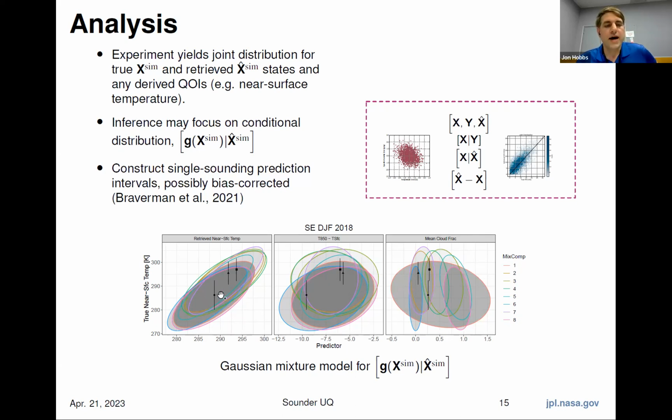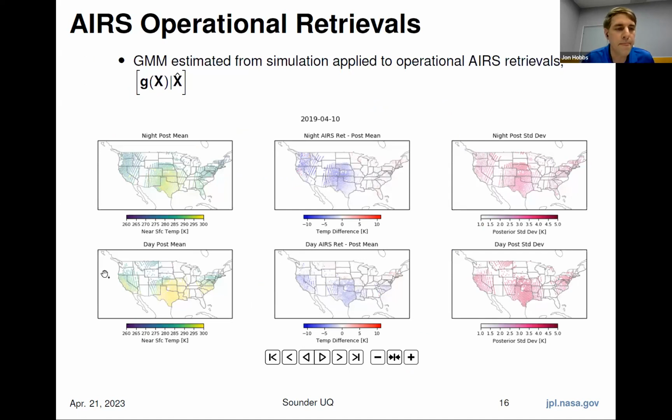Just one other point on the bottom here: if we plug in a retrieved state, which is what each of the little black points represents, we can then get a conditional distribution for our true quantity of interest given specific values of that retrieved state. And that's what we'll assess on subsequent slides. So we carry this out for this near surface air temperature.